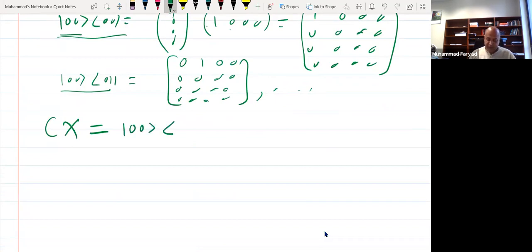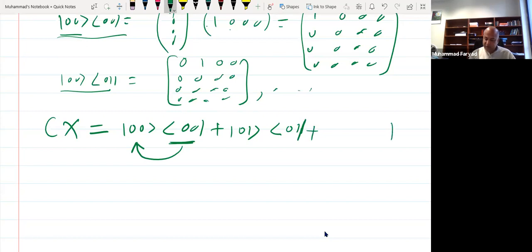Because 0, 0 had to go to 0, 0. So it means there should be a term like this, because when 0, 0 comes from right, this will be dot product with that and give me 1, and I'll get 0, 0. And also 0, 1 should come to 0, 1. So I should have another term like this. This is a little bit bigger. Plus, no, the 1, 0 should transform to 1, 1.